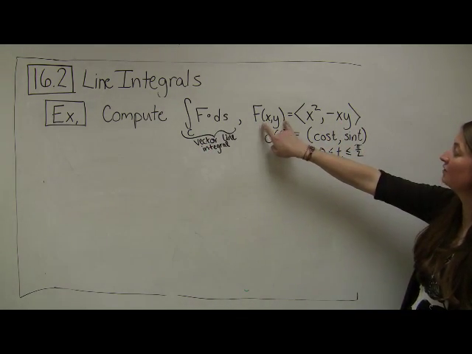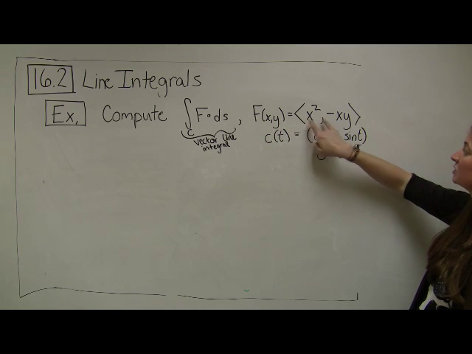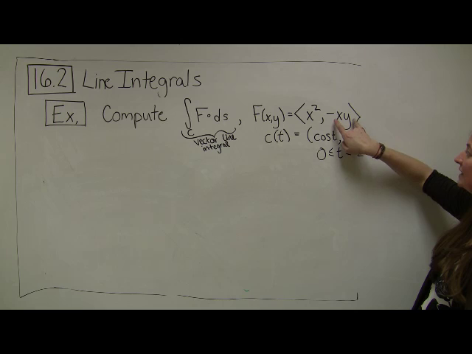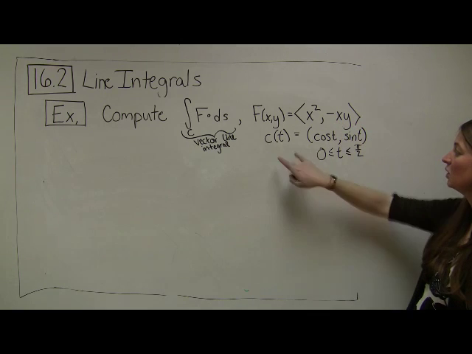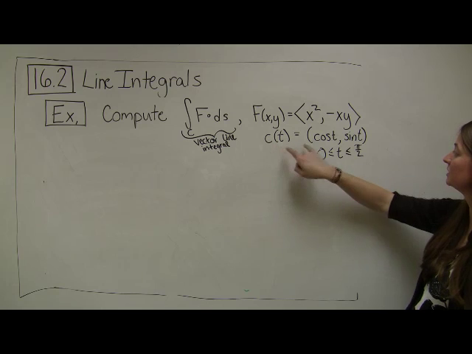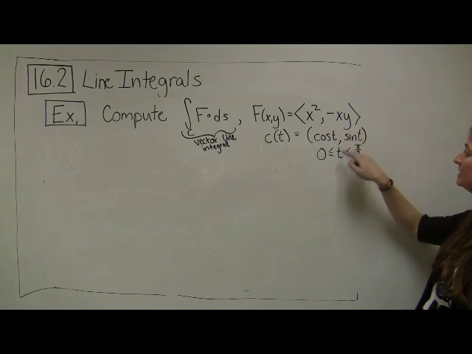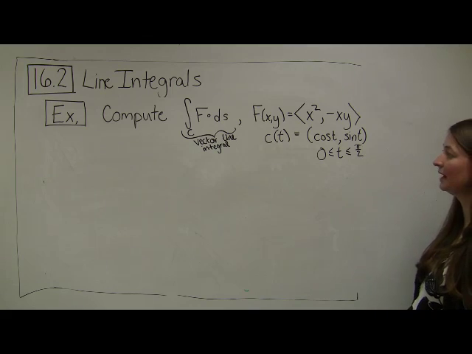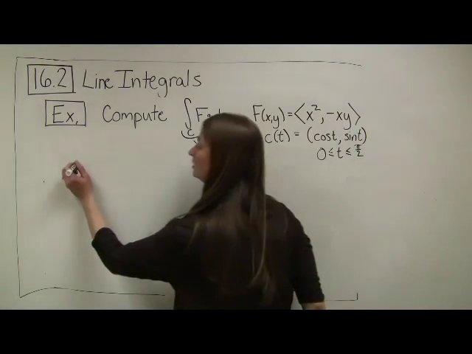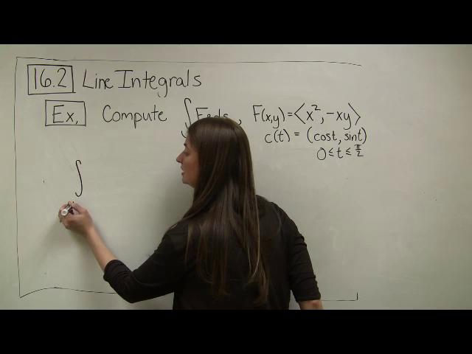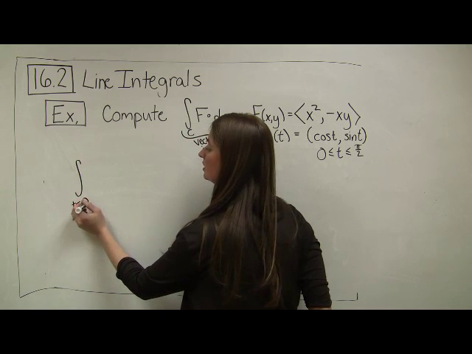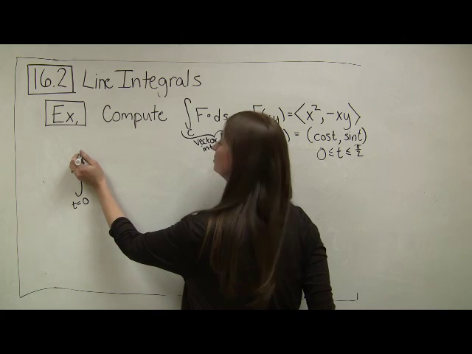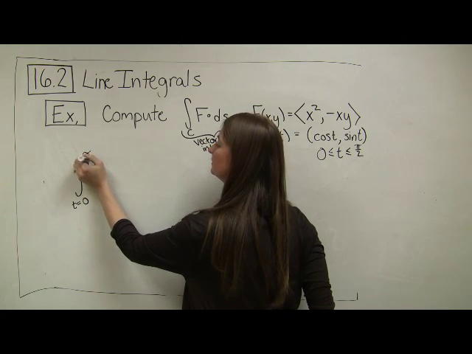And we're given our vector function. It's x squared for the first component and then negative xy for the second component. We're also given the path that we want to compute this over. It's the path cosine t, sine t as t goes from 0 to 2 pi. And recall, we just talked about the formula. So in this case, t is going from 0 to, not 2 pi, sorry, pi over 2.